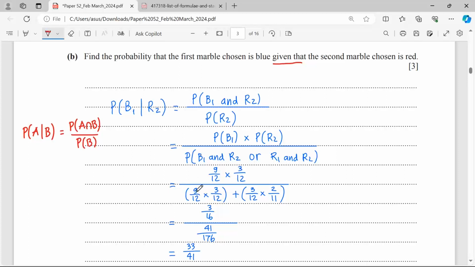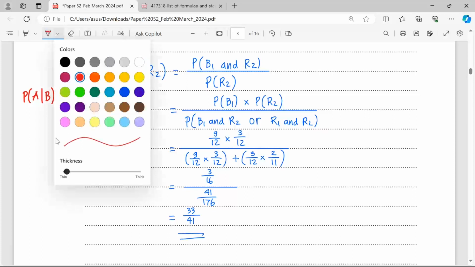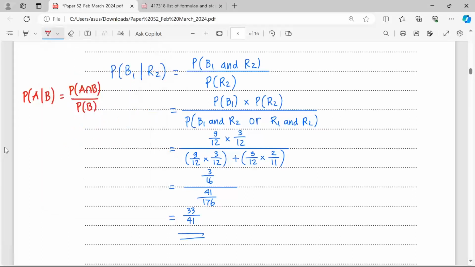And for B1 is 9 over 12 times 3 over 12, or means you have to add by this one. R1 is 3 over 12 and R2 is 2 over 12. Work this out real quick. You will get the probability is 33 over 41, and that's it. That's for question number 1.